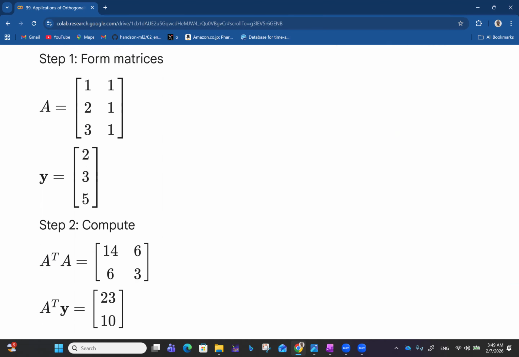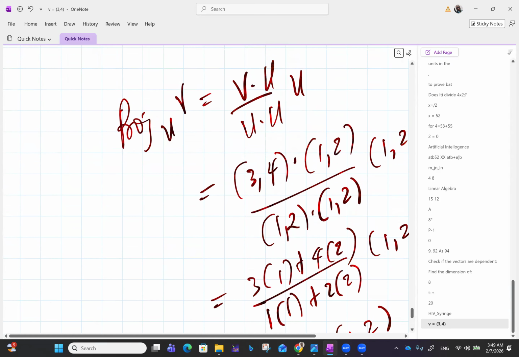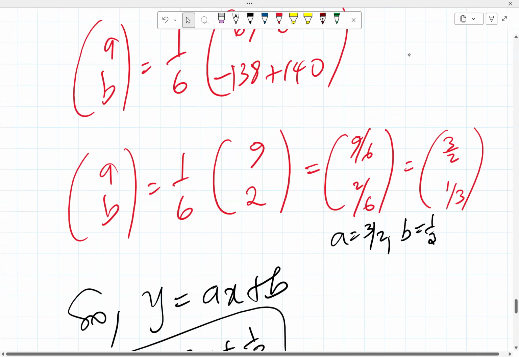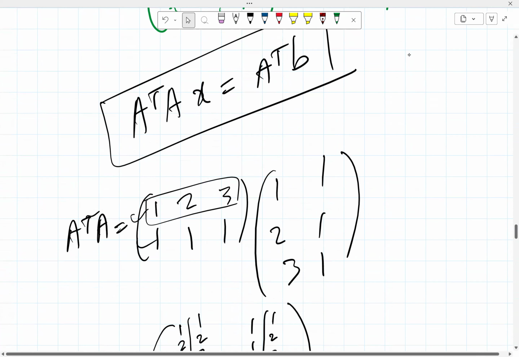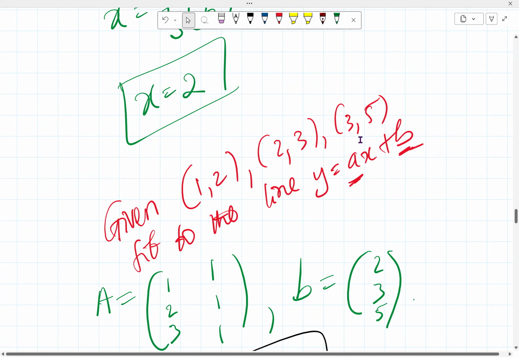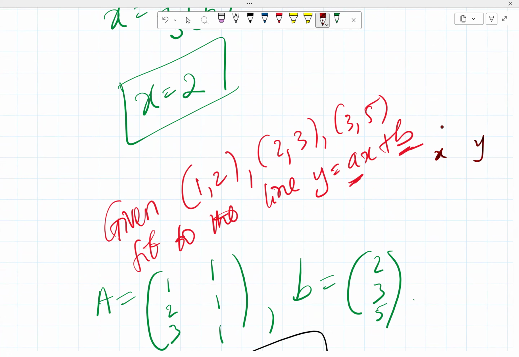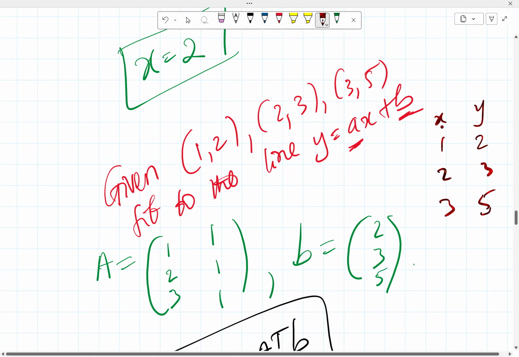I guess I can still even flash it here. Do I still have that here? I think so. Yeah, this is it right here. So I can just show you all of that. Just like you have 1, 2, 2, 3, 3, 5, it's exactly the same thing when you have X, Y. So you have 1, 2, 2, 3, 3, 5, like that. And then we went ahead to have, so A is this, B is that.